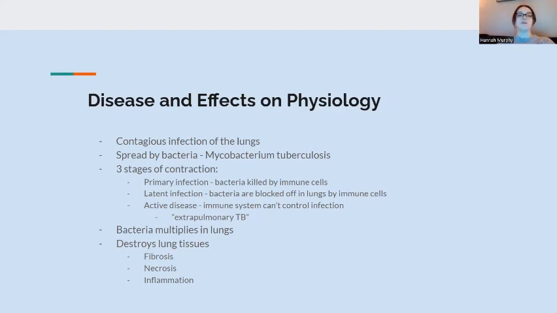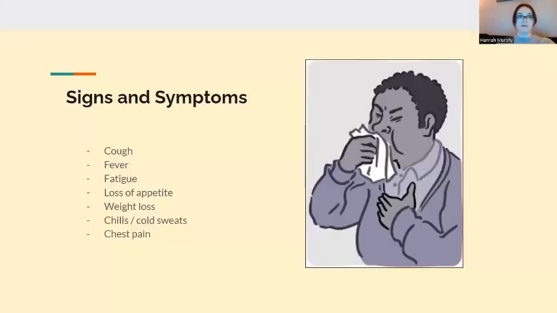And then we've got necrosis, which is the actual death of the lung tissues. And inflammation, that is a big key here in this disease, is the inflammation of the lungs as an inflammatory response from the immune system.